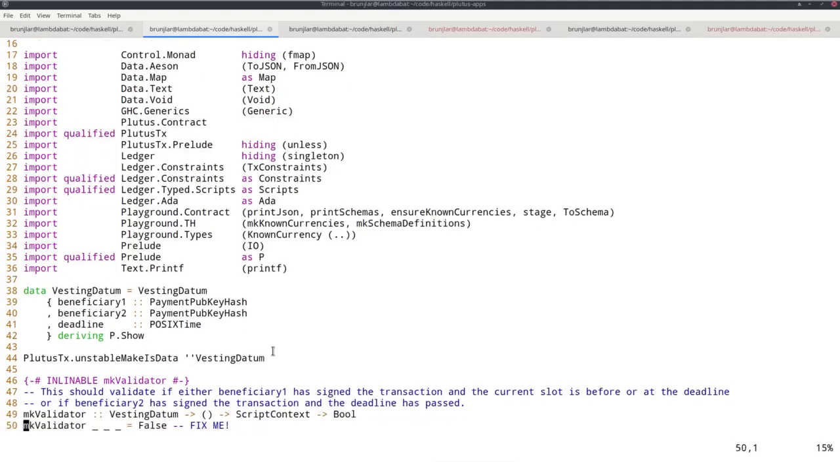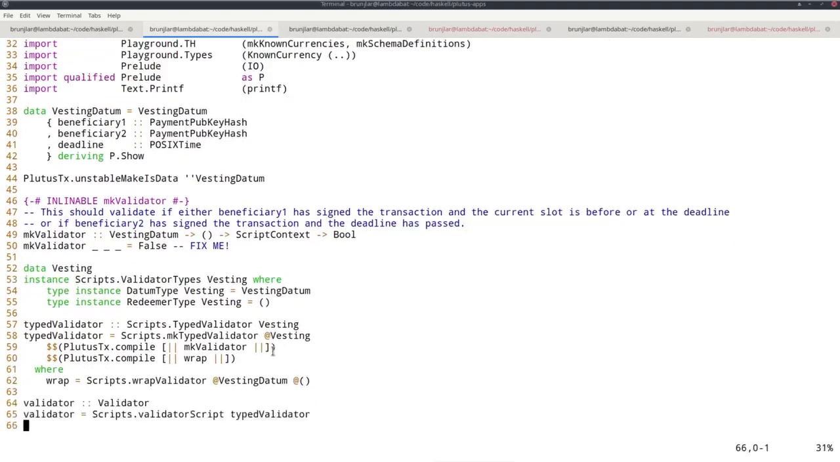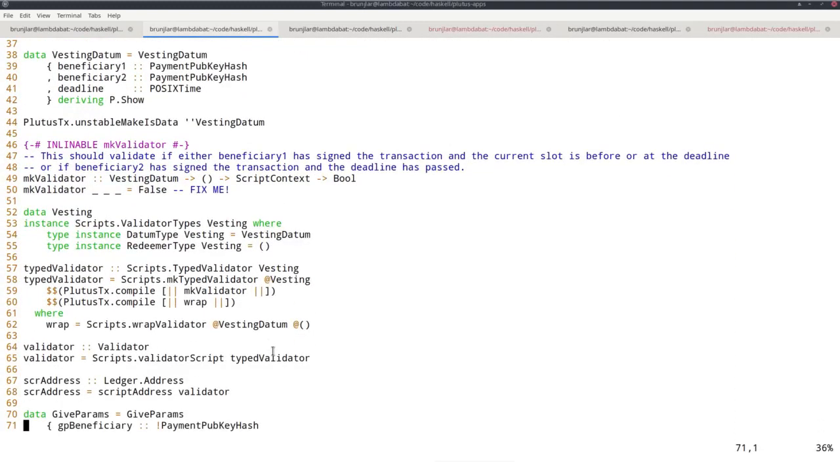So it's like you make a gift to beneficiary 1, but beneficiary 1 only has time till the deadline to retrieve it. Otherwise, you can get it back if you yourself are beneficiary 2. Of course, it's more general here. So your task is simply to write the correct logic here. Everything else should be complete, and I also modified the give and grab.